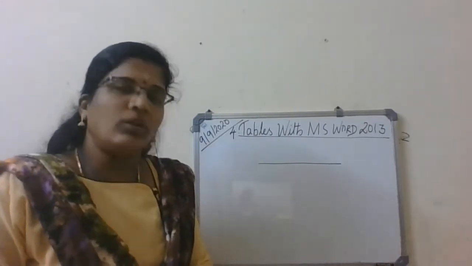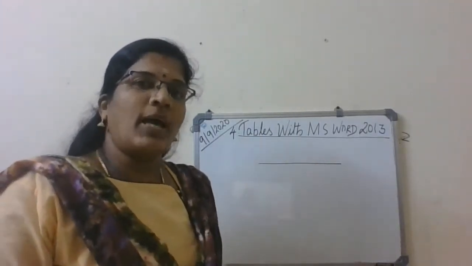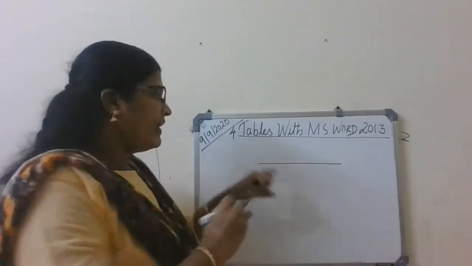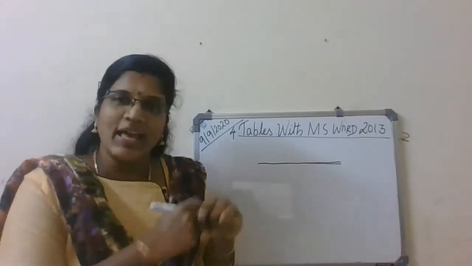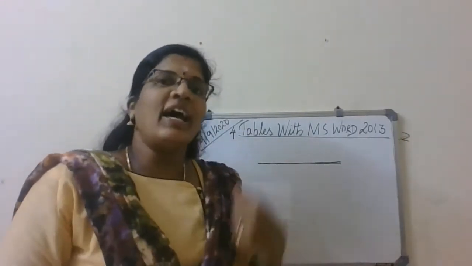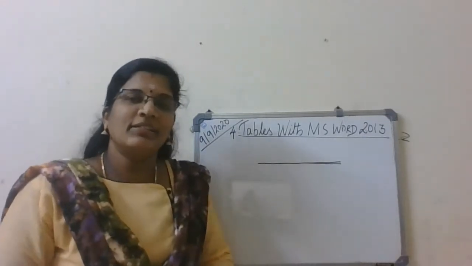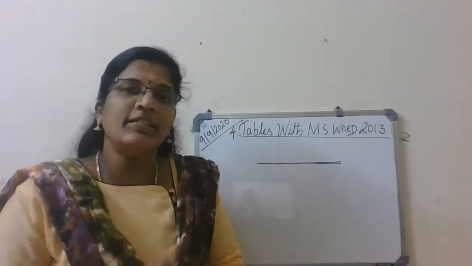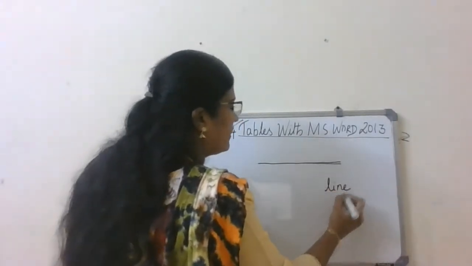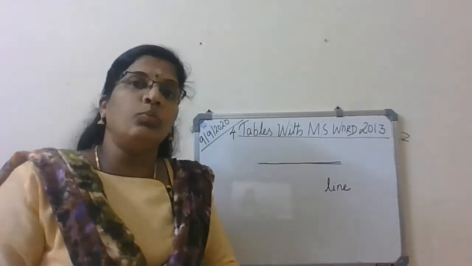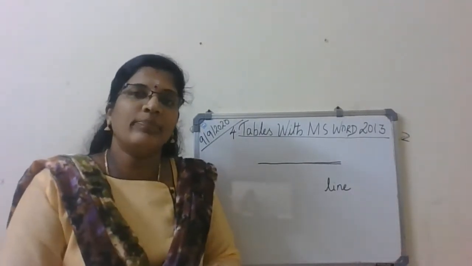Before studying how to create tables in MS Word, I want to ask you something, okay? See, I have drawn something here. So what do you call this? Just tell me, come up with the answers. What do you call this one? That's good. We call it a line, okay? So the first answer you said is a line. Is there any other word we can call this? How can you specifically say?